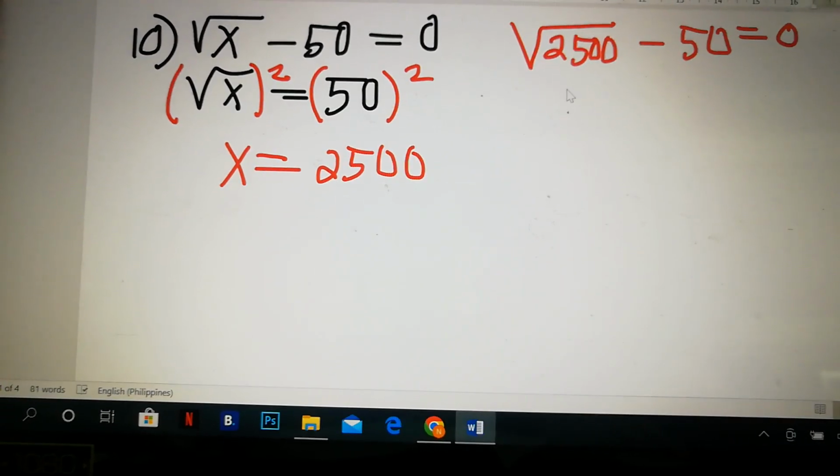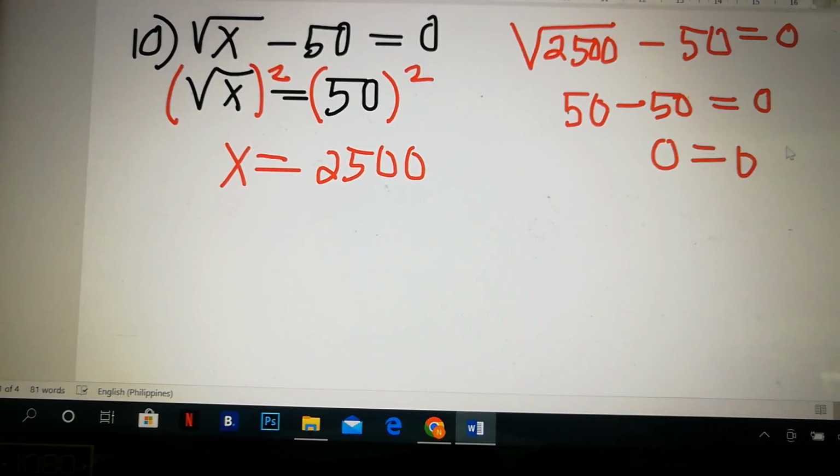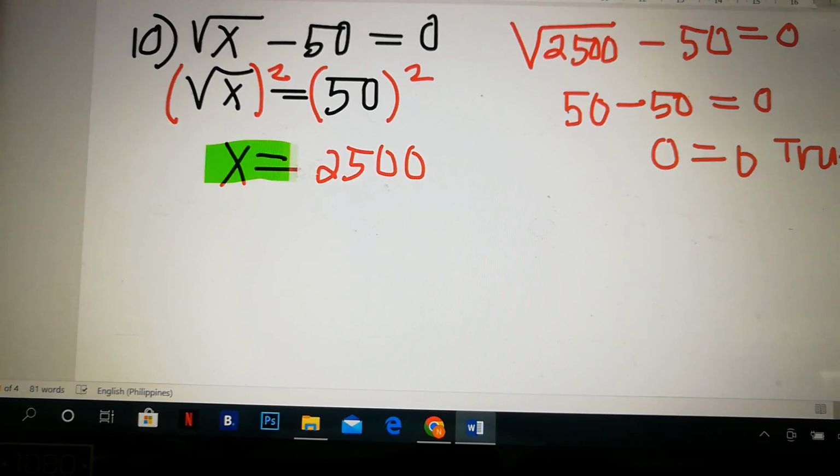So square root of 25 is 5. Square root of 2500 is 50. Minus 50 equal to 0. So 0 is equal to 0, which is a true statement. Since this is a true statement, we can conclude that the answer x equal to 2500 is the answer.